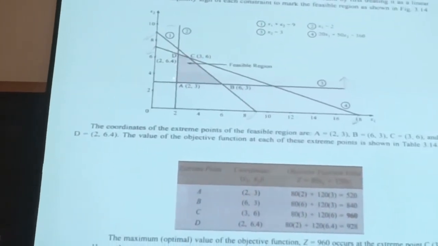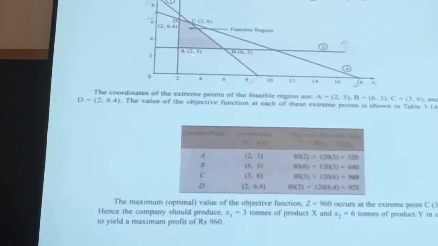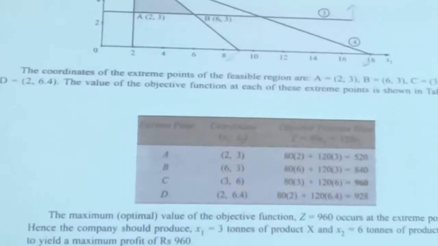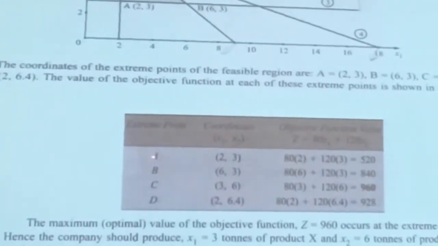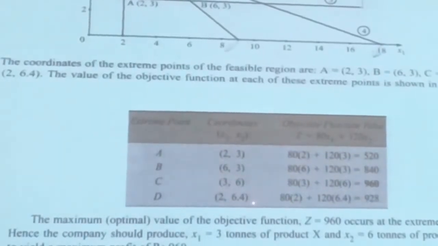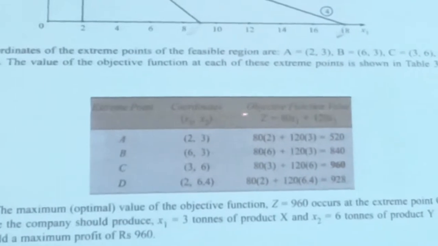A, B, C and D. So once you identify the corner points, name the corner points, identify the coordinates: 2, 3, 6, 3, 3, 6, all this. Once you identify the coordinates, A is this coordinates, B is this, C is this, D is this. Those values of x1 and x2 you substitute in the objective function.